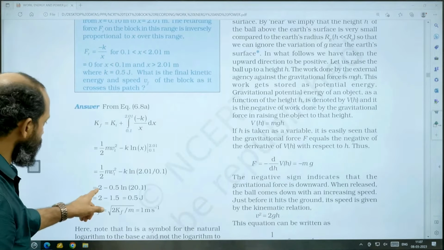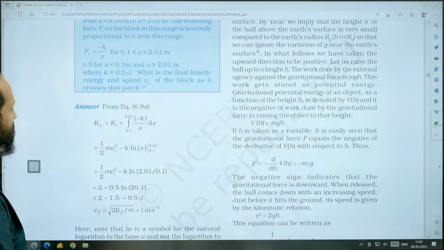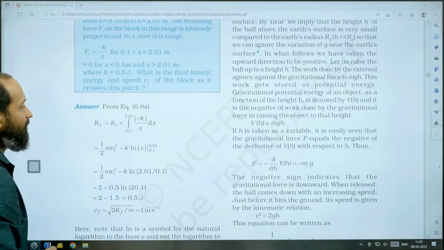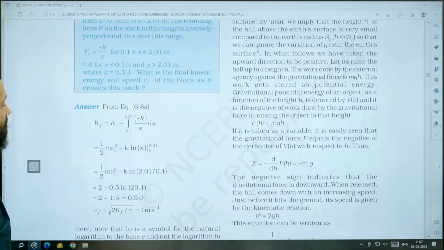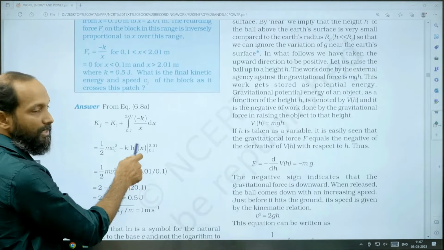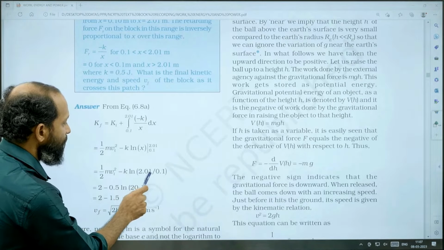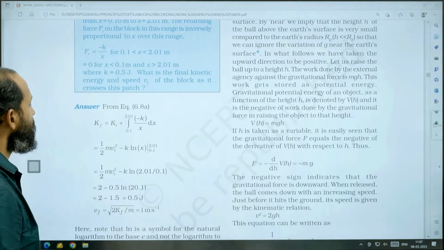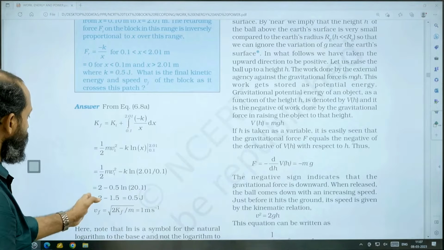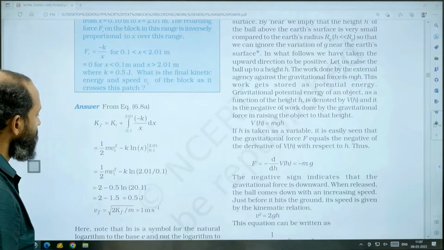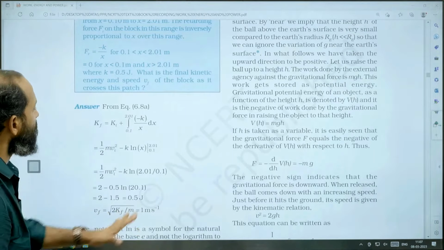Final kinetic energy equals initial kinetic energy 2 joule plus the integral from 0.1 to 2.01 of minus k by x dx. That minus carries here as the work done is negative. K is constant. Integrating 1 by x dx, you get log x between the limits 0.1 and 2.01. So it is 2 minus k log of 2.01 by 0.1, that is 2 minus 0.5 multiplied by log 20.1, which is about 3, and you get 0.5. So the final velocity equals 1 meter per second.